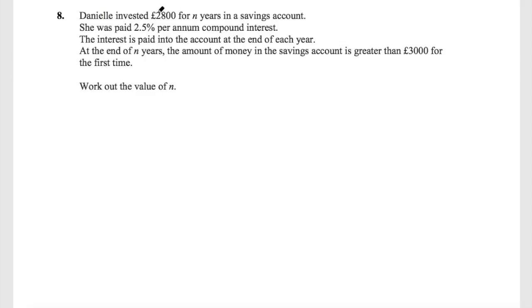Okay, so the principal, or the starting amount, is 2,800. And for these types of questions, I like to summarize the information in my own words. So I start off by writing down the key bits of information. The rate is 2.5%, and we want the amount at the end of the period to be greater than 3,000, and we're looking for the time.